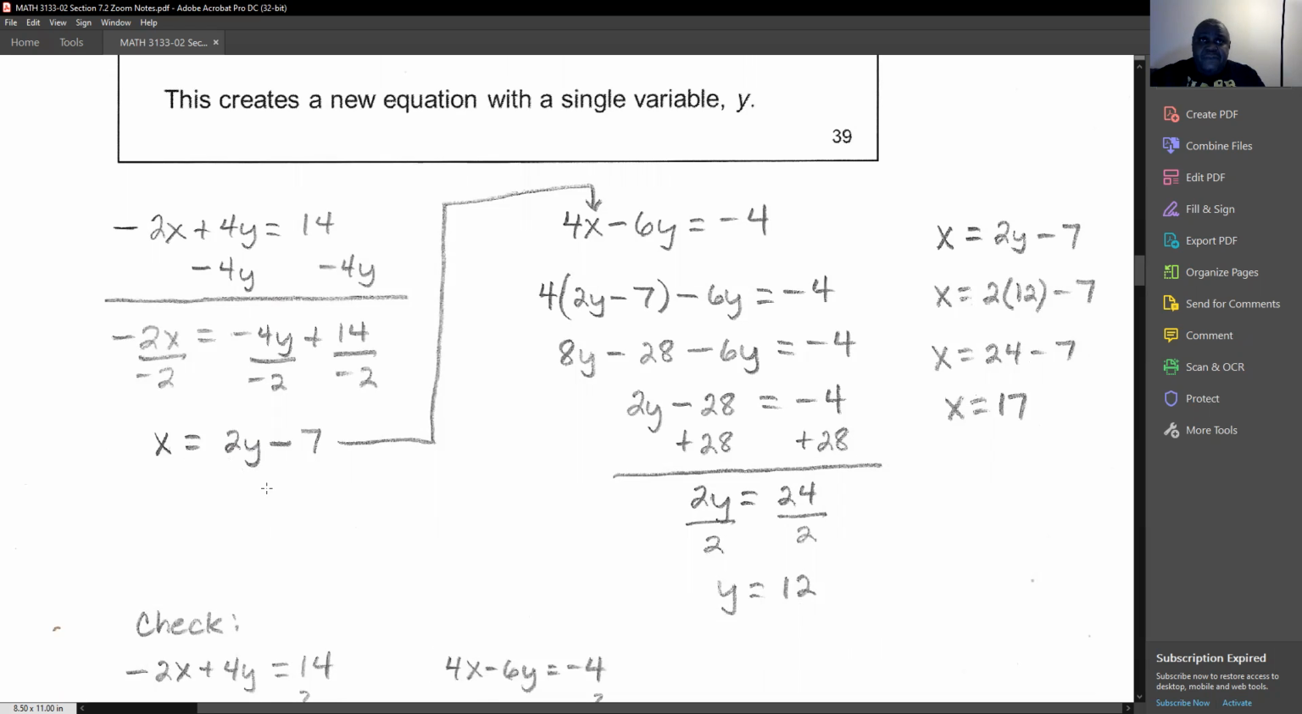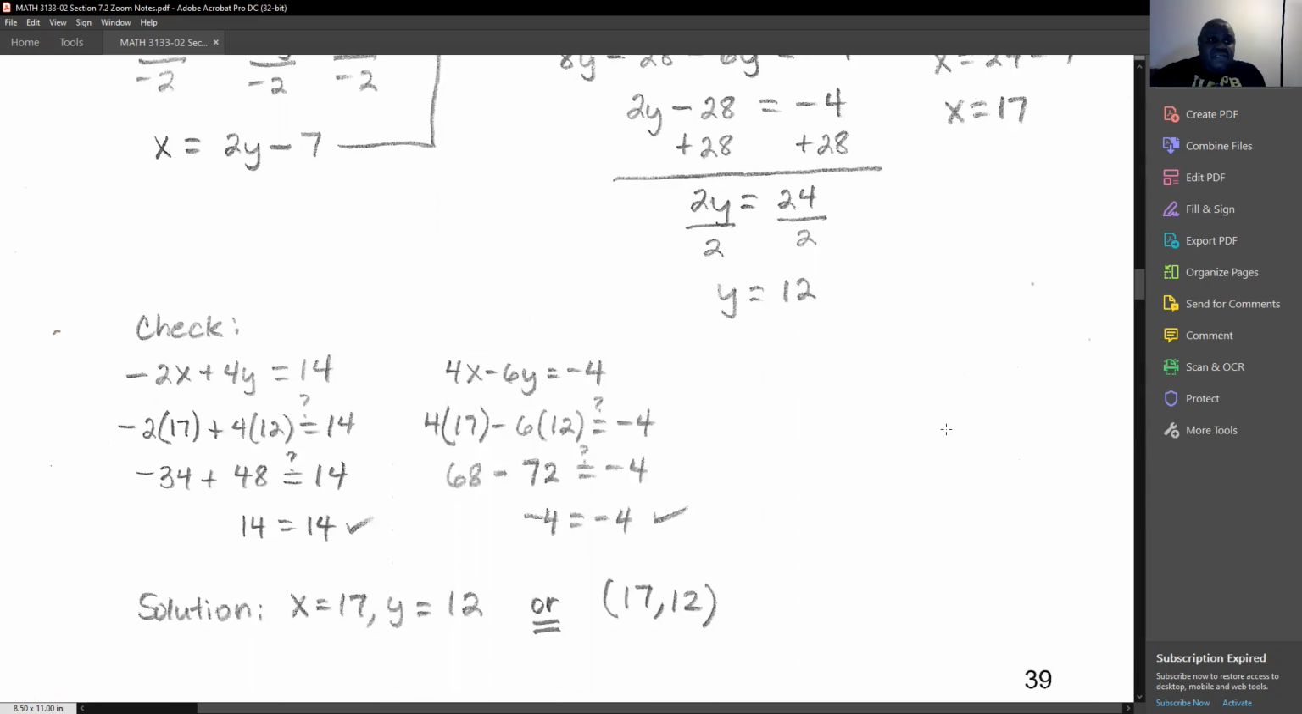Let's use that, because x is by itself, which is what I have right here, and then I substituted the y with 12. So I get x is equal to 2 times 12 minus 7. And then 2 times 12 gives me 24. 24 minus 7 will give me 17. So x is equal to 17 and y is equal to 12.